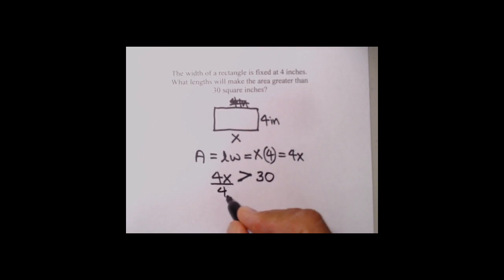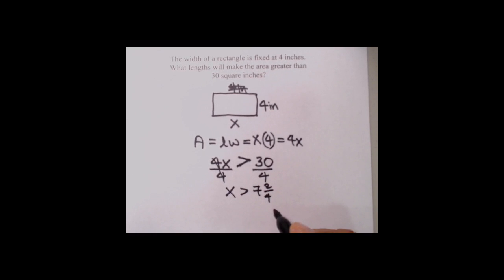Simply divide both sides by 4 here. And I get x greater than, well, 4 times 7 is 28, and 2/4. Now the 2/4, of course, must be reduced. So what we better end up saying here is x has to be greater than 7 and 1/2. And notice this is inches, so there it is.